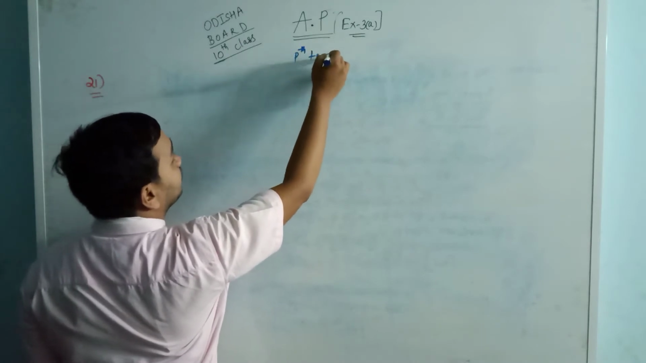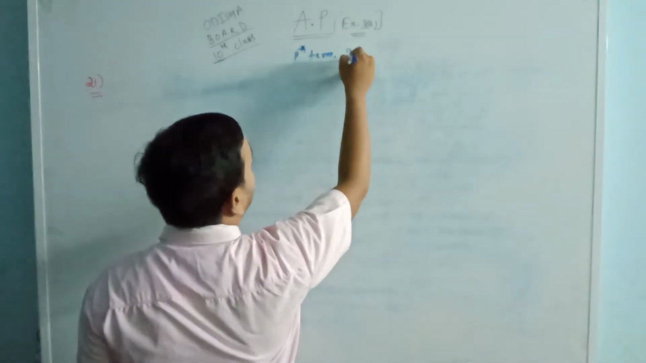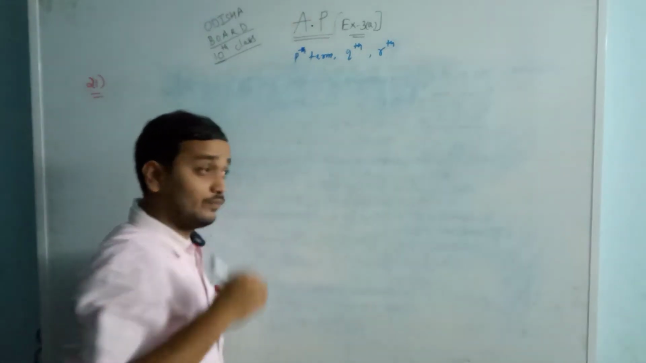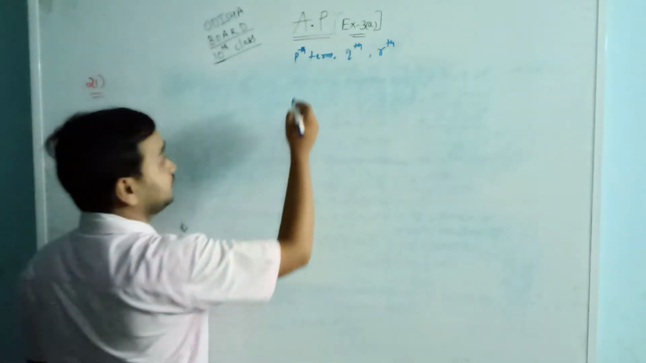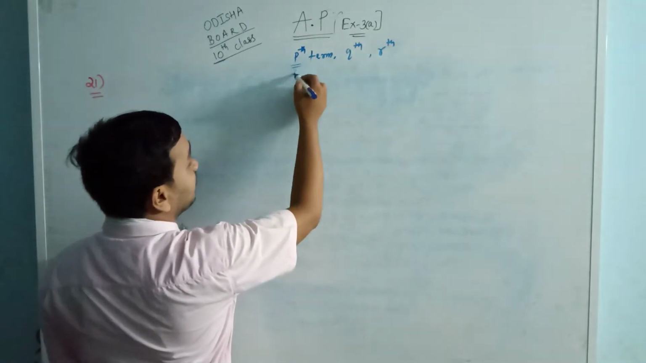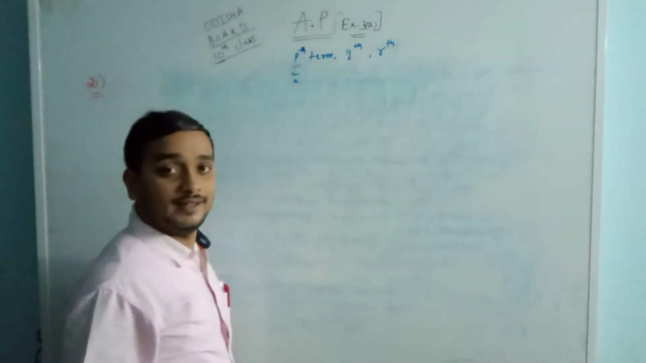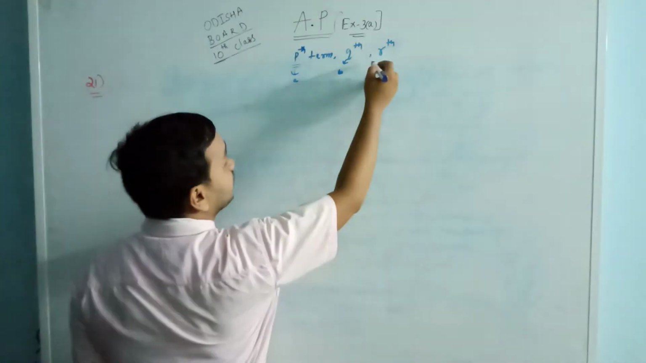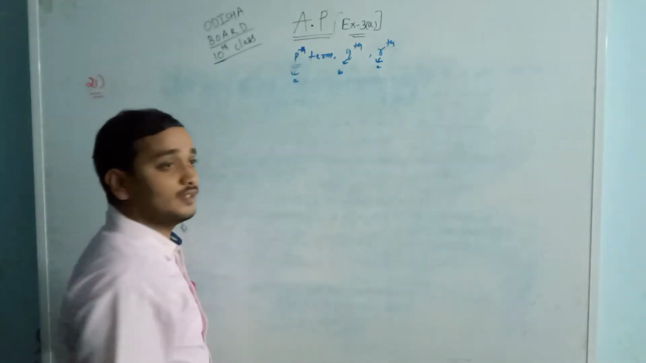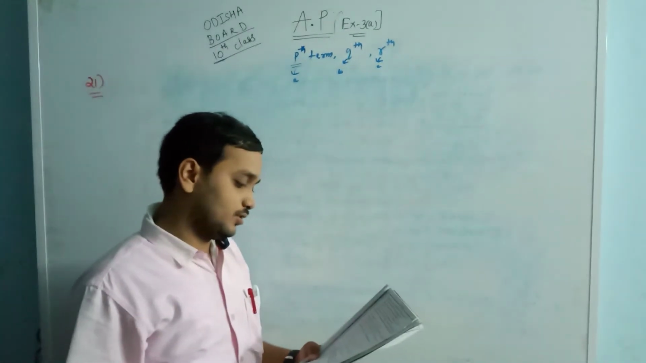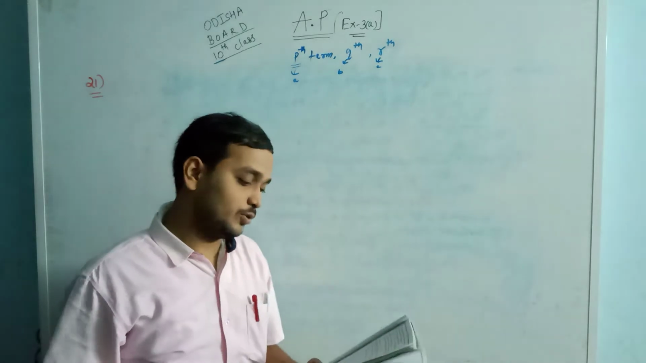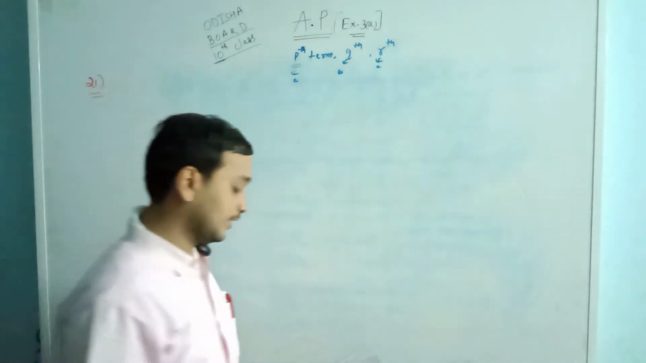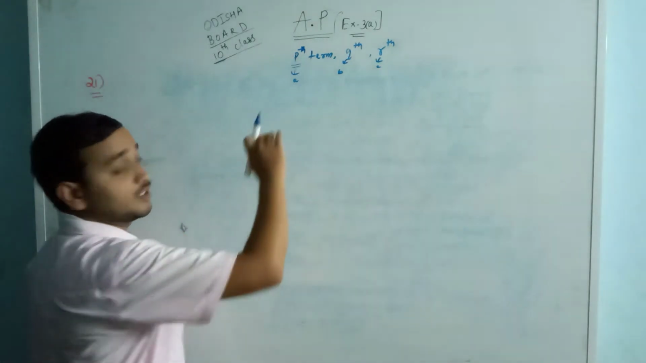The pth term, qth term and rth term are a, b, c. That means the value of the pth term is a, the qth term is b, and the rth term is c. Given. Then prove that a(q minus r) plus b(r minus p) plus c(p minus q) equals 0. We will see the proof later. First, try to understand this.